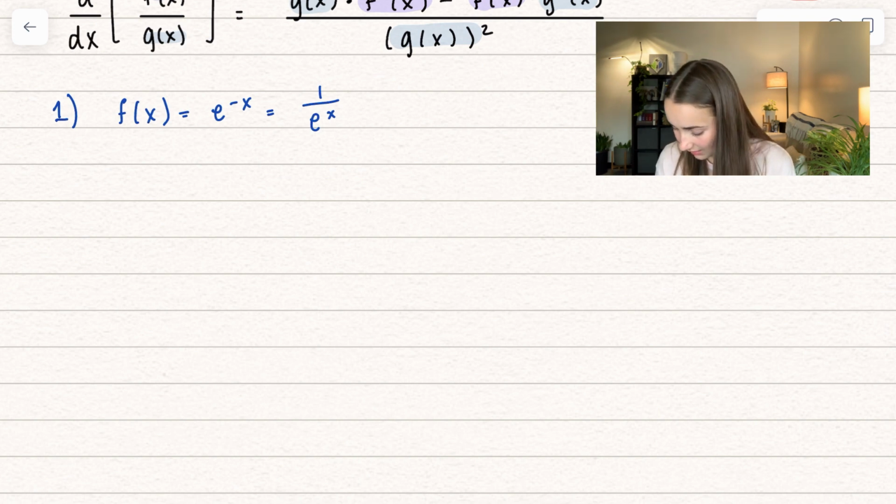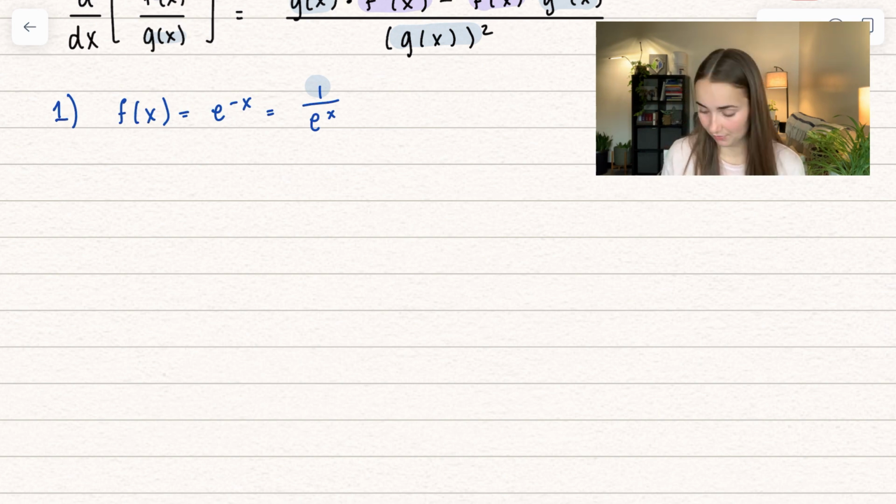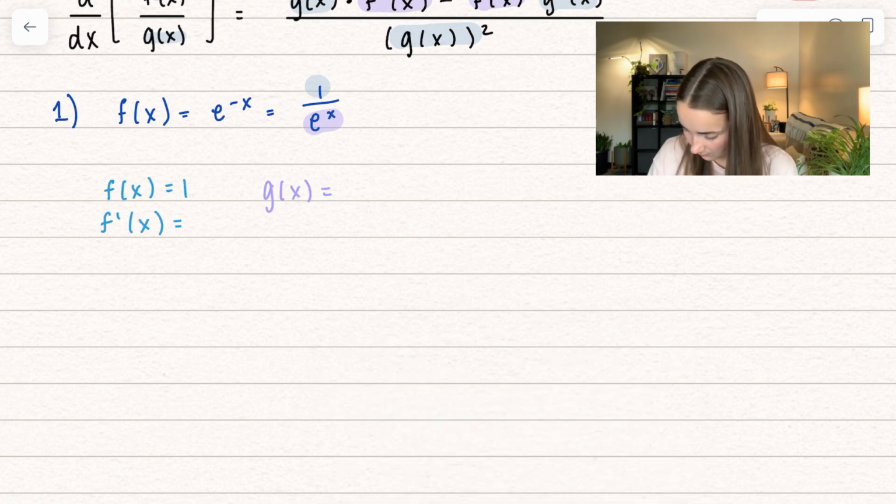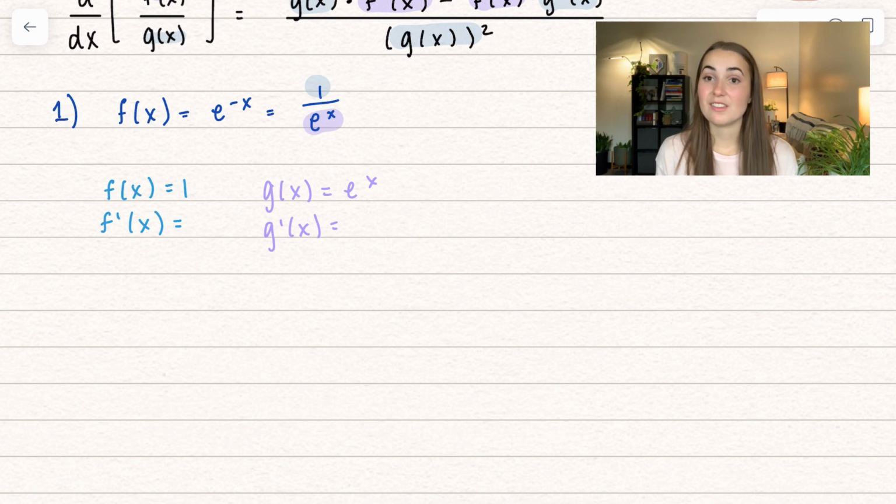Now I can see I have a function in my numerator, which is equal to 1, and I have a function in my denominator. I'm going to go ahead and write those out. This is a very similar setup to the product rule, right? So I label my numerator as f of x and I label my denominator as g of x. I can see the two different functions here. And what I want to do is take the derivative of both of these.